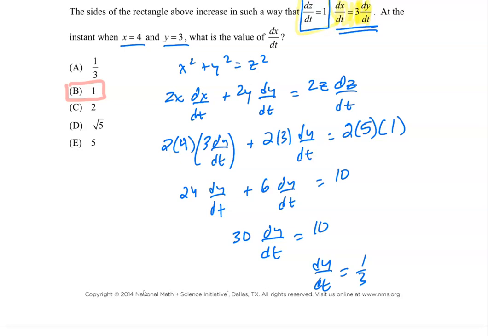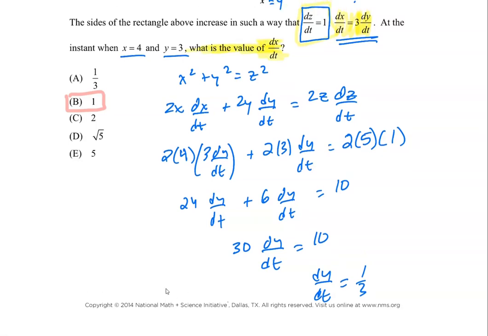Before you mark your answer, now this is true for multiple choice questions on the AP Calculus test, on the ACT, on whatever. You always go back and read really quick what you're looking for. What are you looking for? What's the value of dx dt?